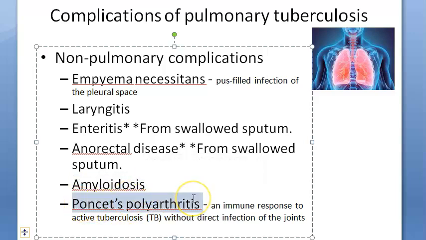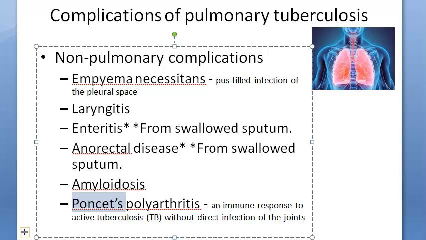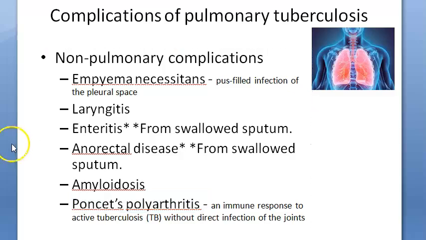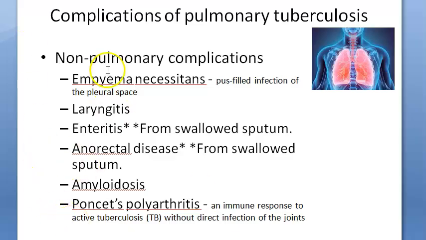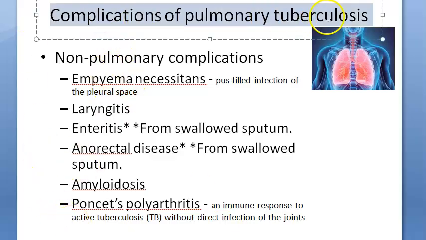And then Poncet's polyarthritis. If the diagnosis is written like that, what is happening? It's an immune response to active tuberculosis. There will be no infection of the joints. Okay, this is an immune response to active tuberculosis. Did you see here that we are not mentioning things like meningitis, Pott's spine, etc.? I hope you have understood that. Peritonitis, nothing like that we have mentioned. These are specifically mentioned by the textbook as complications of pulmonary tuberculosis.